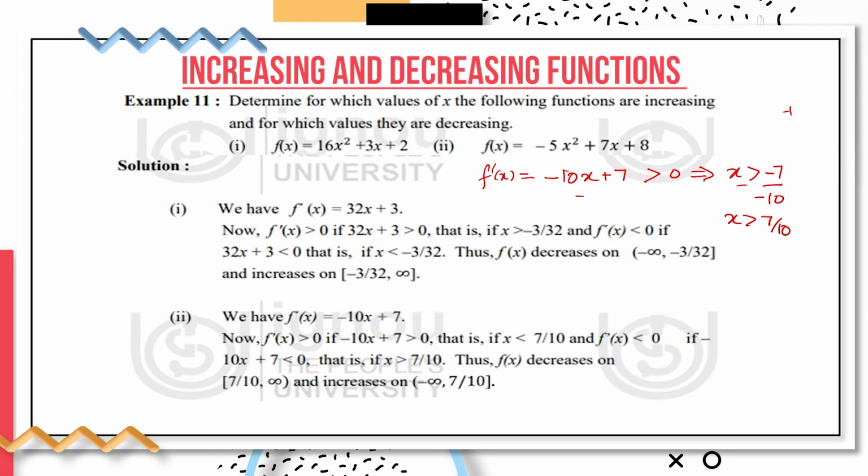So that means x should be greater than 7/10. Apart from this, for a decreasing function, you need f'(x) to be less than 0, and that means -10x + 7 should be less than 0. That means x should be less than 7/10. So, by solving this expression, you can say that f'(x) is greater than 0 if x is less than 7/10, and f'(x) is less than 0 if x is greater than 7/10. So, we can find the regions in which the function is increasing and decreasing.